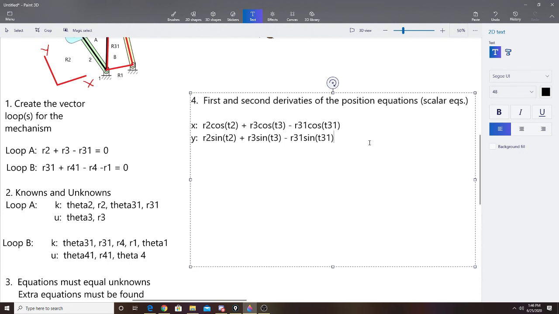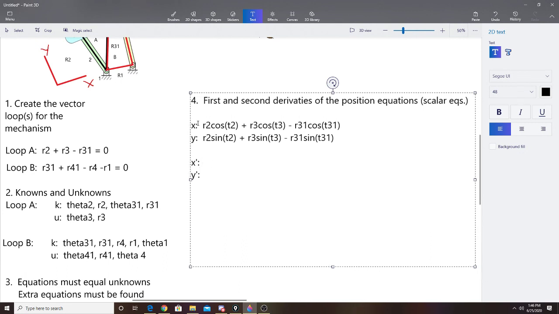I'm only going to do one set of derivatives because we don't really need to do both of them, it's the same process, right? We're only going to do the first one. So this is x and y. This is the position equation. So now we have x prime and y prime. So this is the first derivative of the position equation.